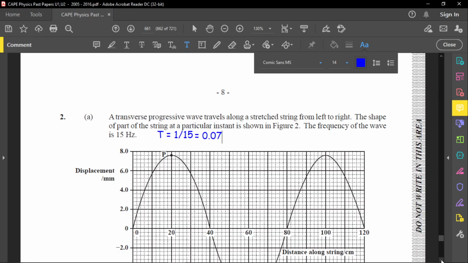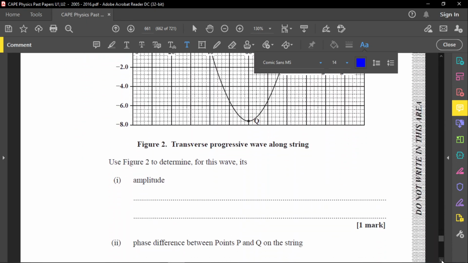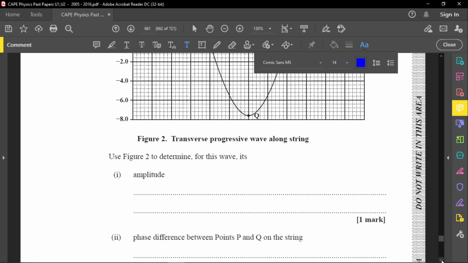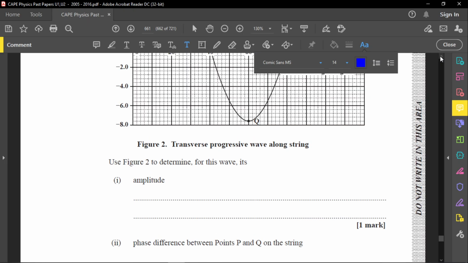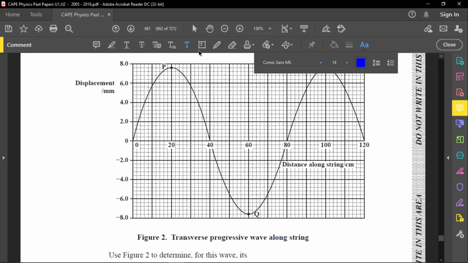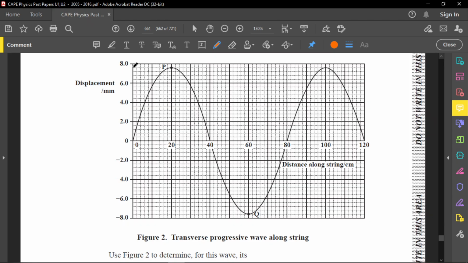All right, so let's scroll down to see what's going on here. In the first part of the question, it said use figure 2 to determine for the wave its amplitude. So now we want to look at what amplitude is, and we're going to look at the graph carefully. The amplitude will be the height of a crest or the depth of a trough. I could look at any one of them, so it stops right here. The height is from the 0 point all the way up to this point.